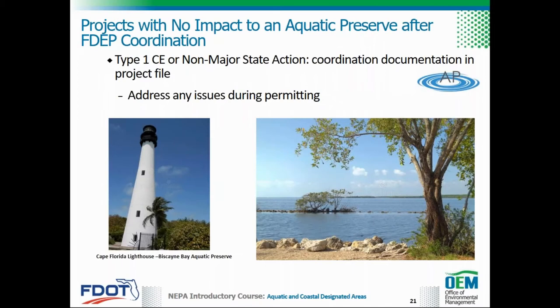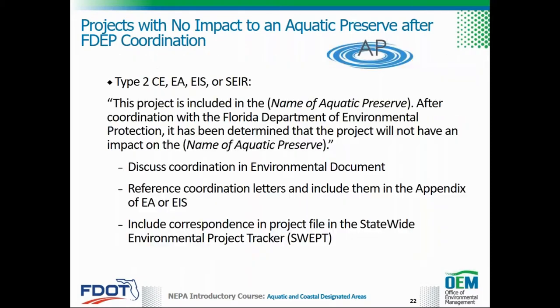Now let's discuss documentation for those projects that required coordination with FDEP. For Type 1 CEs, or non-major state actions located in an aquatic preserve, which will have no impact on the aquatic preserve, include coordination letters or other documentation in the project file. In cases when the project needs an Environmental Resource Permit, or ERP, address any remaining issues during permitting.